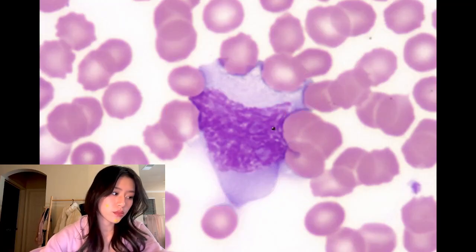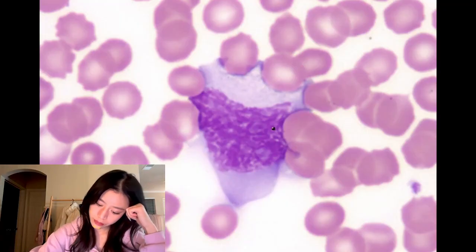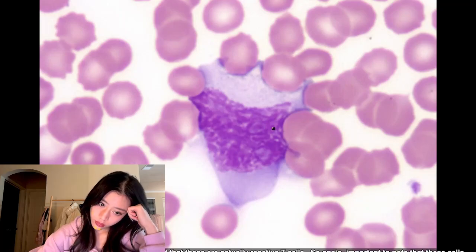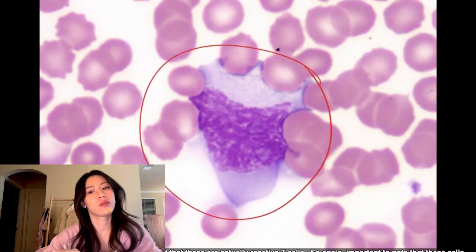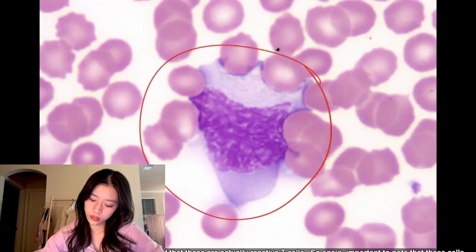Now when you see this cell, it almost looks like a monocyte. And in fact, if you think of the name infectious mononucleosis, initially we thought that these were monocytes, and so we called the disease infectious mononucleosis. However, we later learned that these are actually reactive T cells. So again, important to note that these cells are CD8 positive T cells.